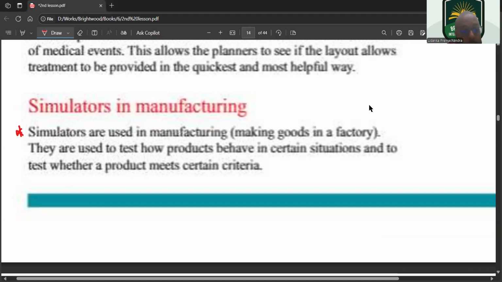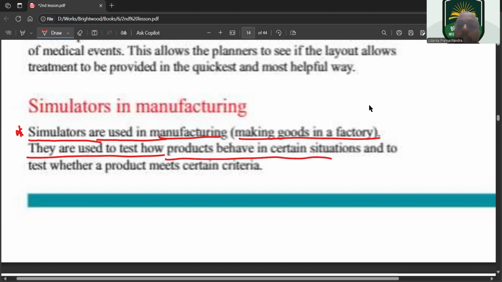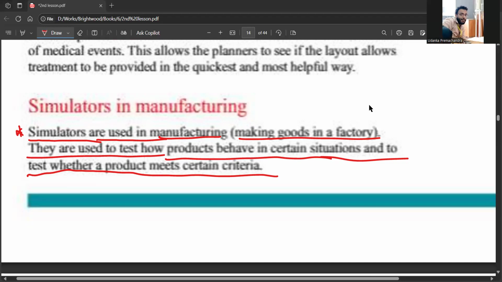Next asterisk mark. Simulators are used in manufacturing, actually making goods in the factory. They are used to test how a product behaves in certain situations and to test whether a product meets certain criteria. Yes, please write it down.